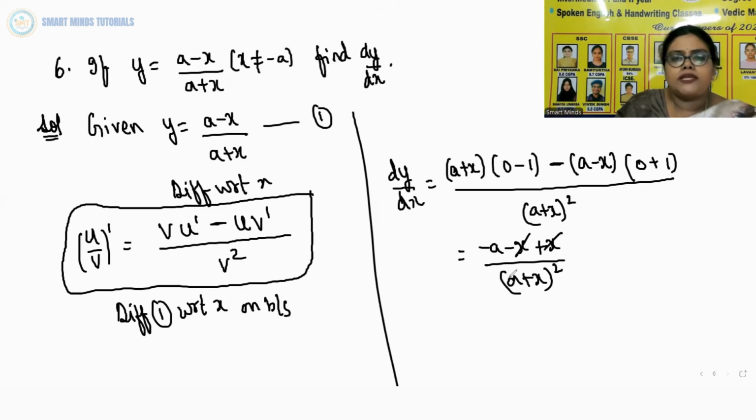Now plus x minus x get cancelled. That is minus a by a plus x whole square. This is dy by dx.